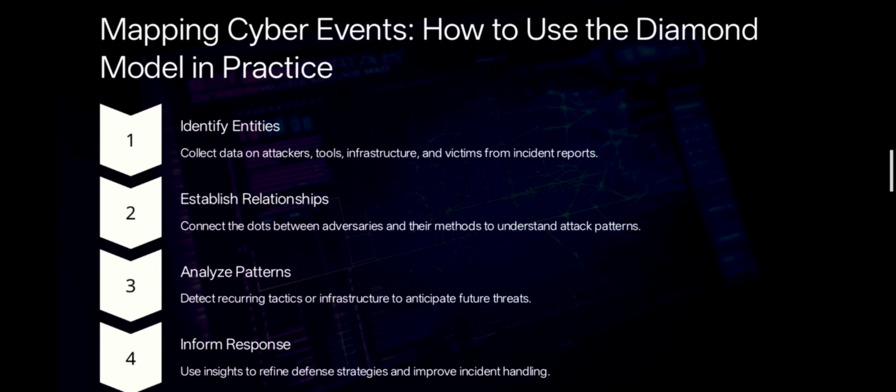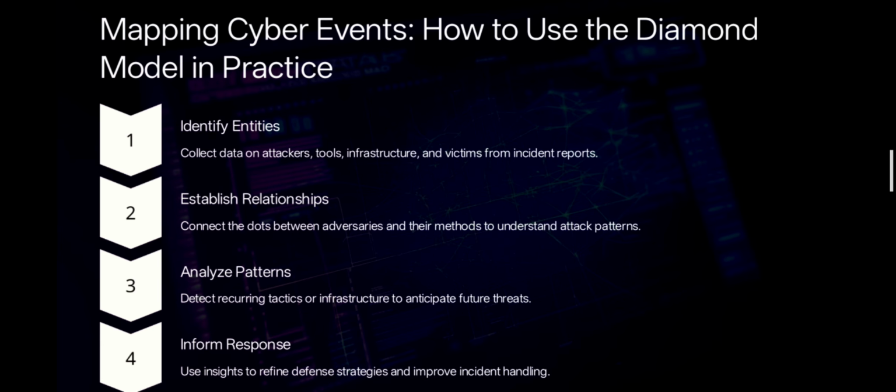2. Core components explained. 2.1 Adversary. The adversary represents the threat actor behind the intrusion. Understanding the adversary involves identifying motivations: financial gain, espionage, hacktivism, etc. Skill level: novice, intermediate, or advanced persistent threat, APT. Resources: access to tools, funding, and infrastructure.